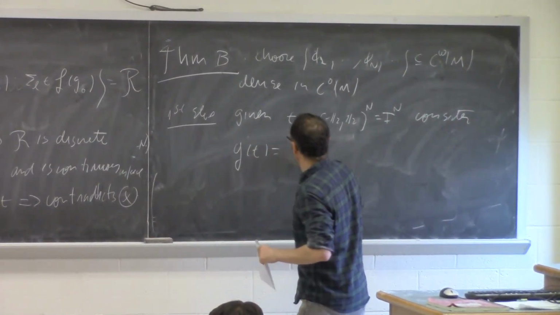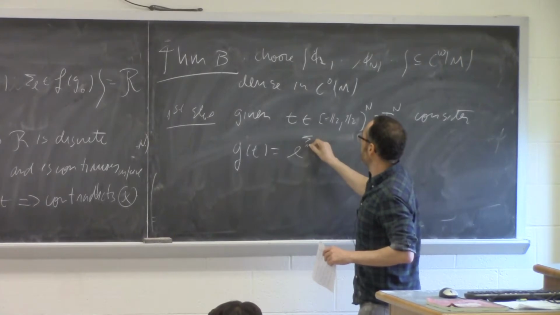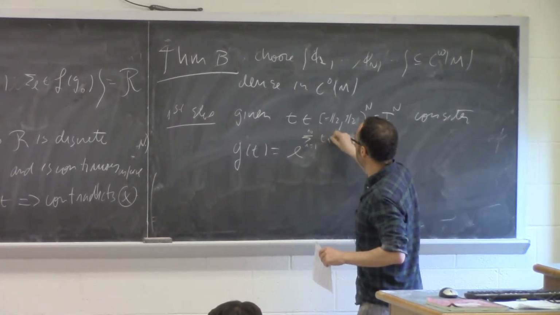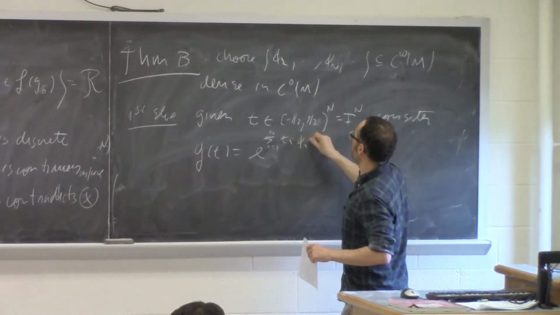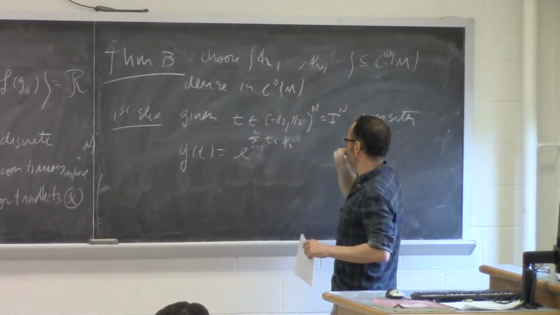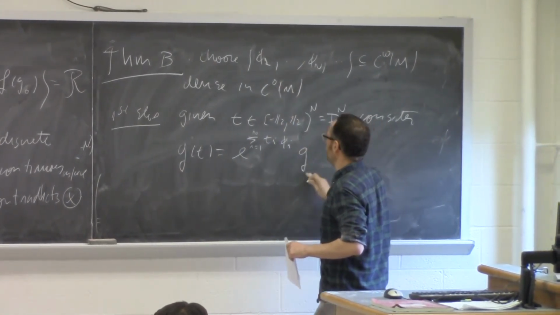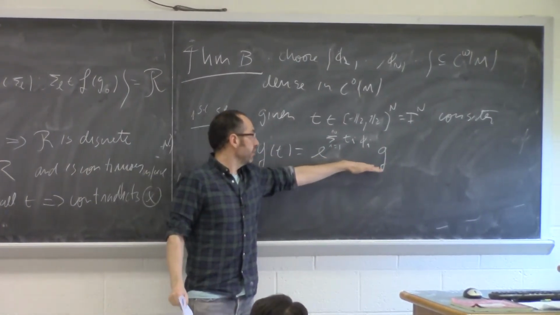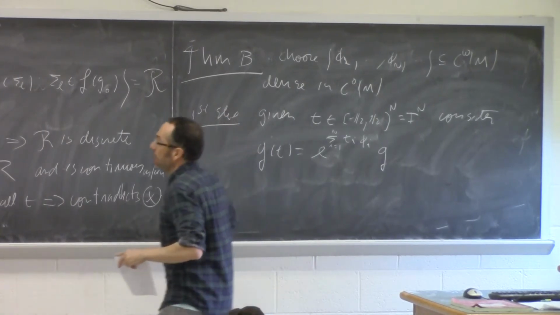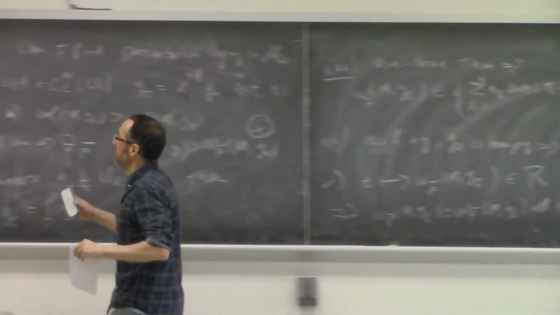G of T, which is E to the sum from i equals 1 to n of Ti, the ith component of the vector T, times phi of I, times the original metric. Okay? So this is a conformal deformation of the metric G. And now let's write the following function.